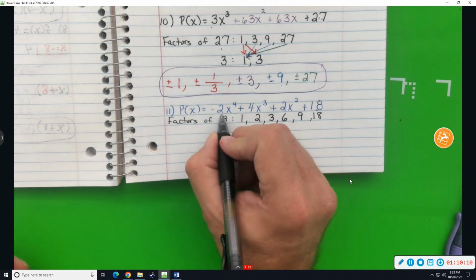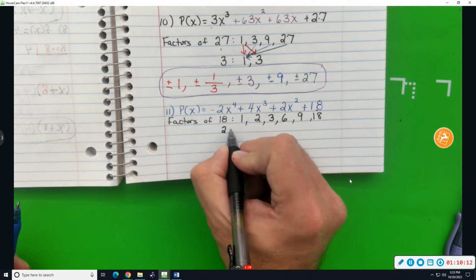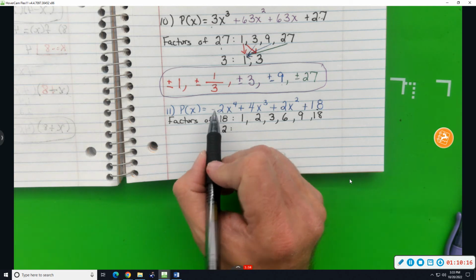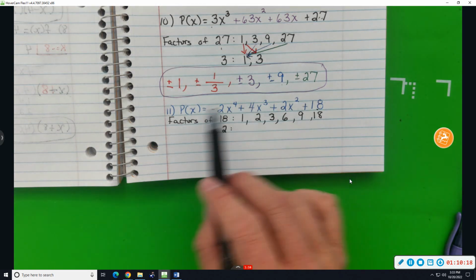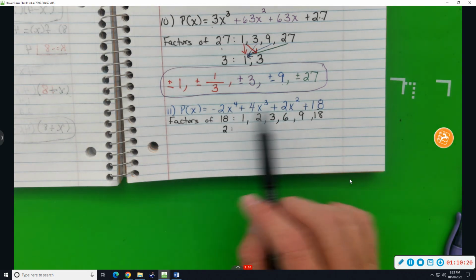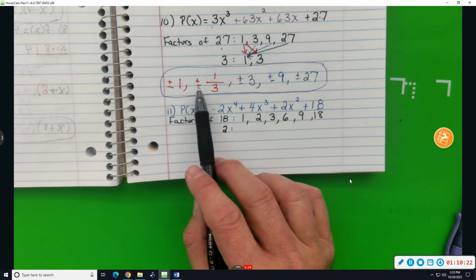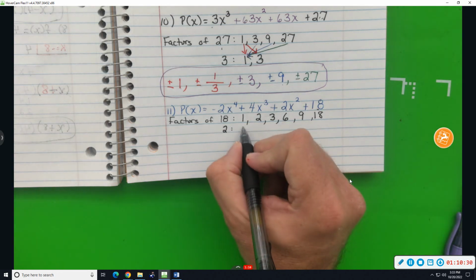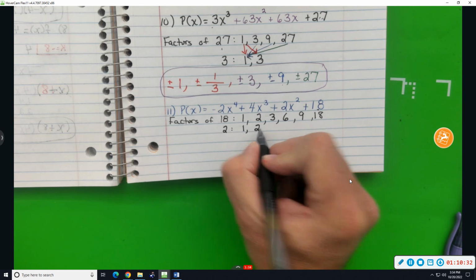Then we write out the factors of the leading coefficient. That's a 2. Don't worry with this blue negative. When you're setting these up, just use the positive numbers. And then when you put the plus minus in front, that'll take care of all the signs. So the only factors of 2 are what? 1 and 2.